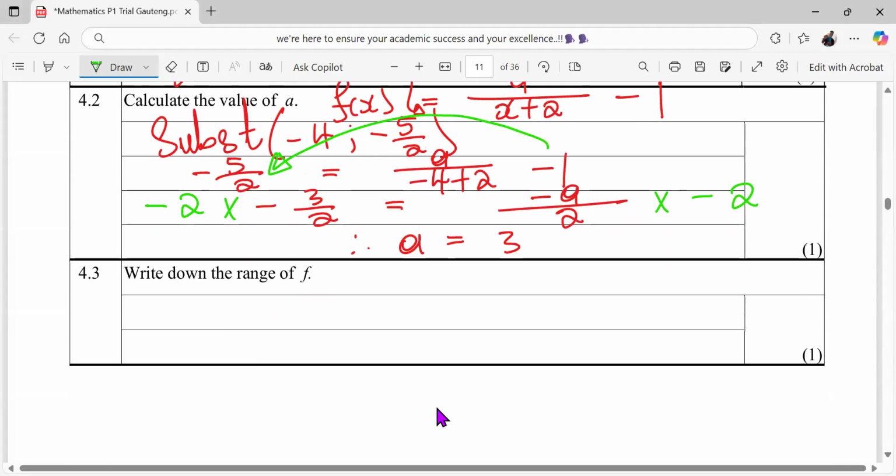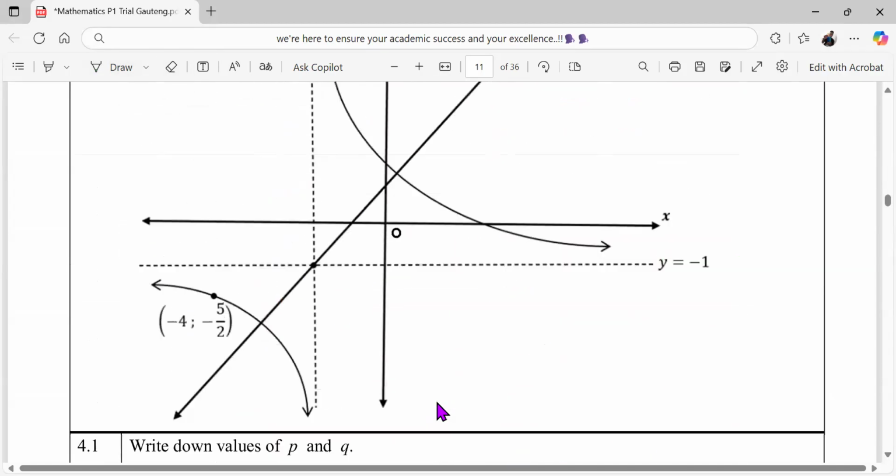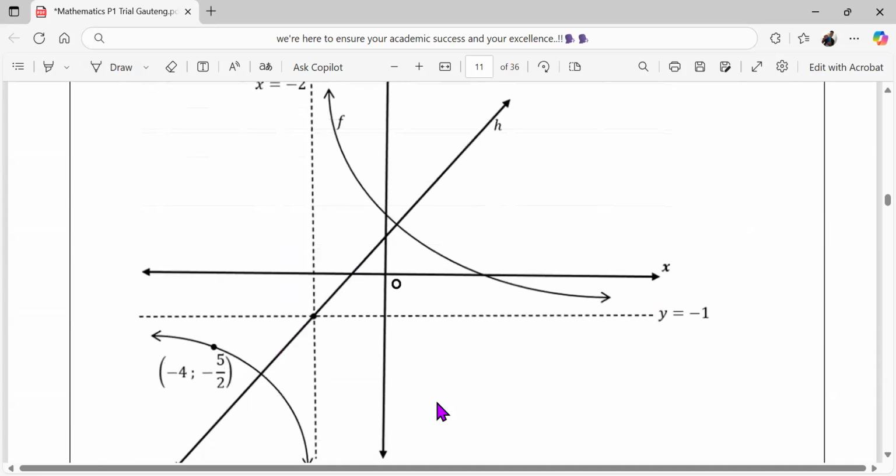The next is saying, please write down the range of f of x. That's fine. Now, here we can see something interesting about the function of f. And the interesting thing is the horizontal asymptote. This horizontal asymptote is going to have a disturbance in the graph. The graph is going to be disturbed at -1.